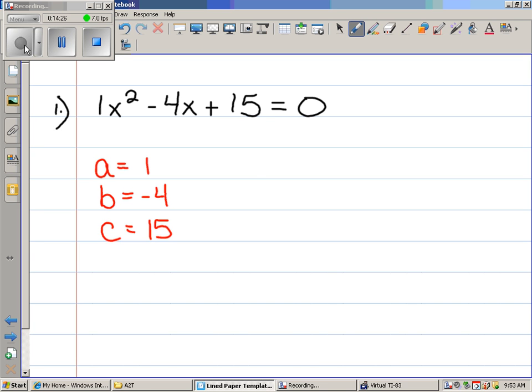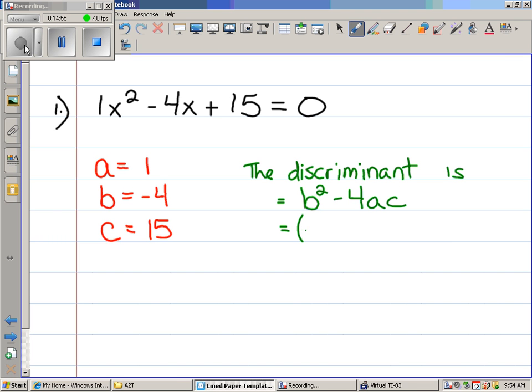The discriminant is b squared minus 4ac. So let's sub in some numbers. What's b? B is -4. So we're going to do -4 squared minus 4 times 1 times 15. And then we're going to talk about what this means. 4 squared is 16. 16 minus 60 is what?